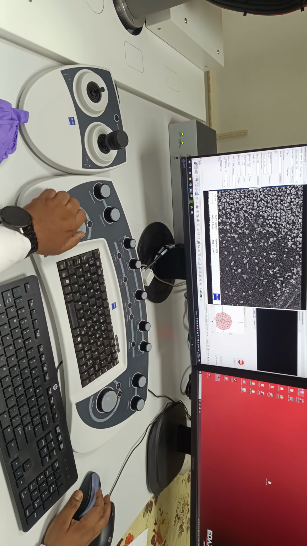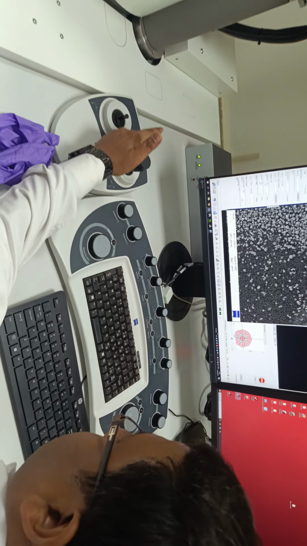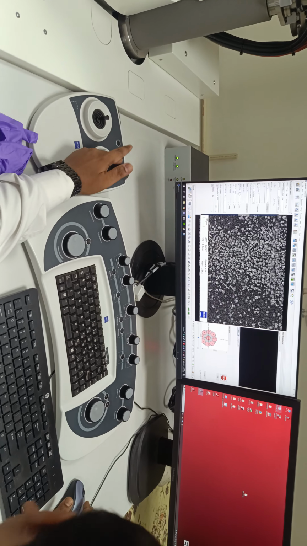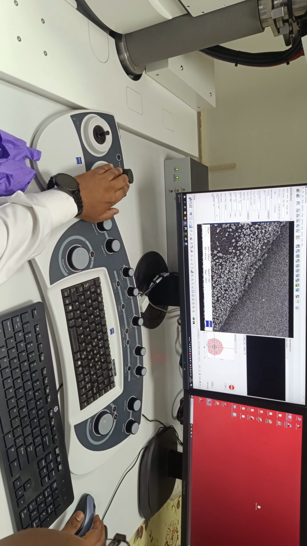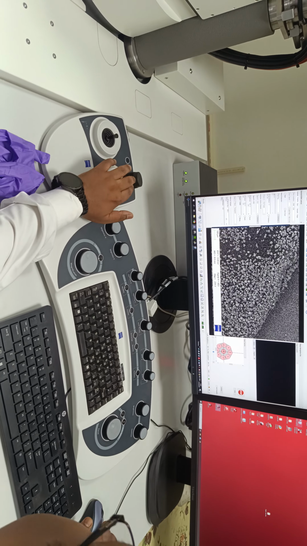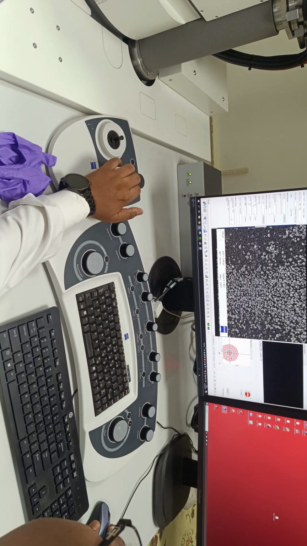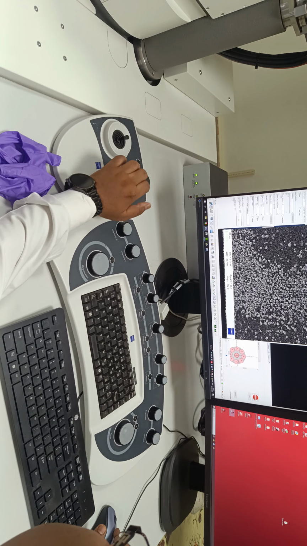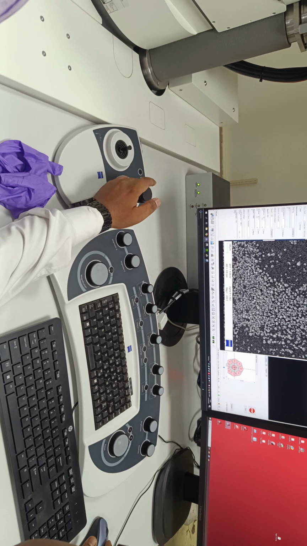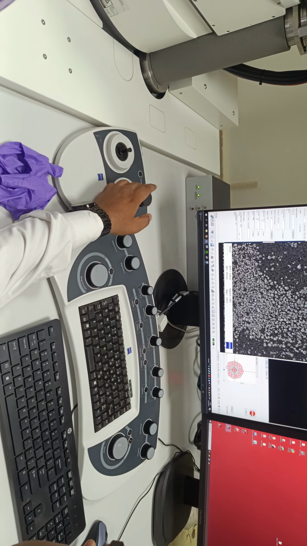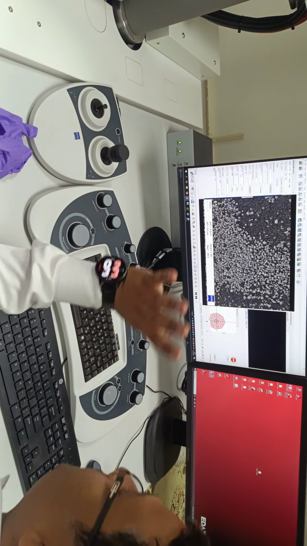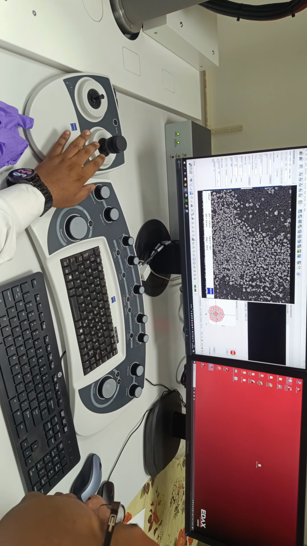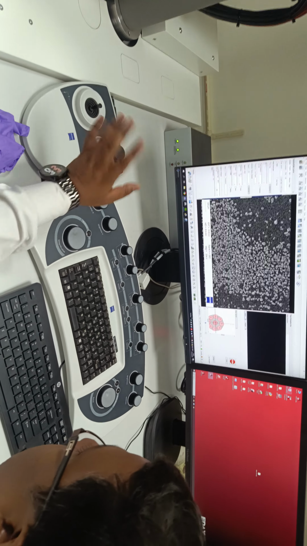So this is the sample, and by using this joystick we can move the region of interest. I know everybody may not be able to see the screen, but everybody will get a chance to operate the equipment. Any questions, come up with those right now if you have any queries.